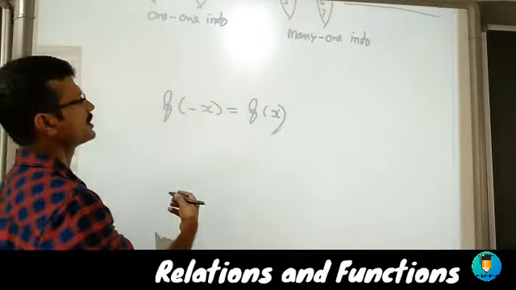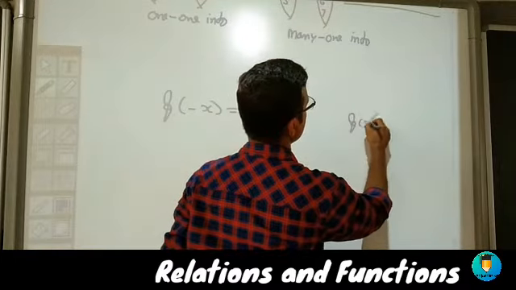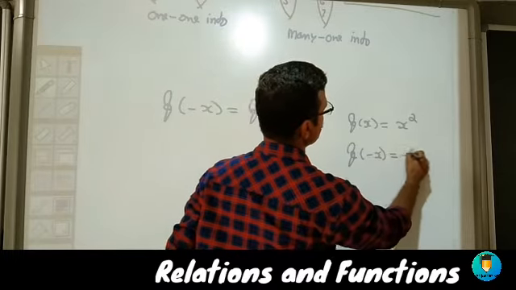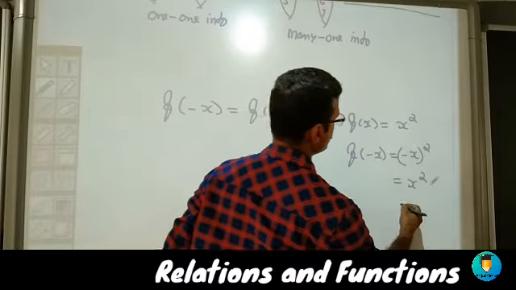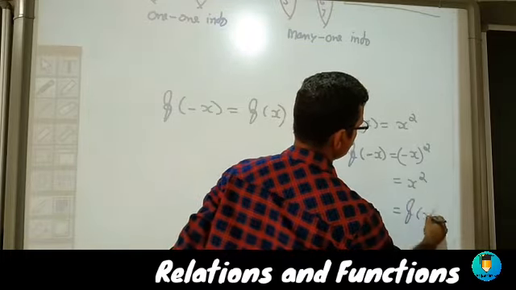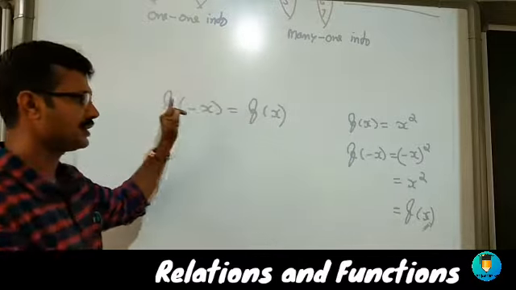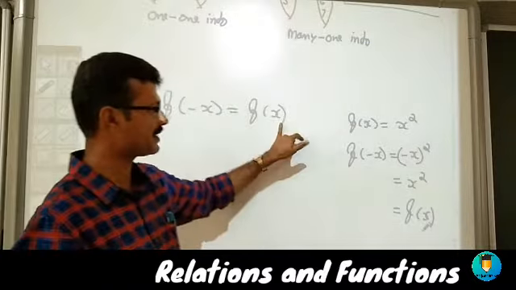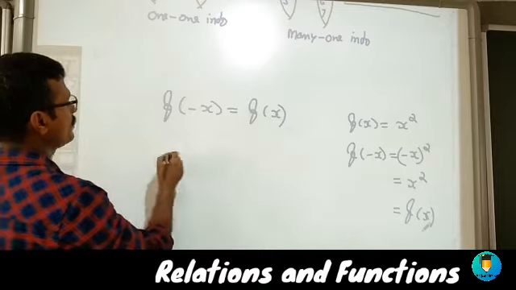For examples, take f(x) is equal to x square, a simple example. So f of minus x is also x square, the same as f(x). So f of minus x is the same as f(x), so it is an even function. It can be defined as f of minus x is equal to f(x), then f is an even function. Now what is an odd function?